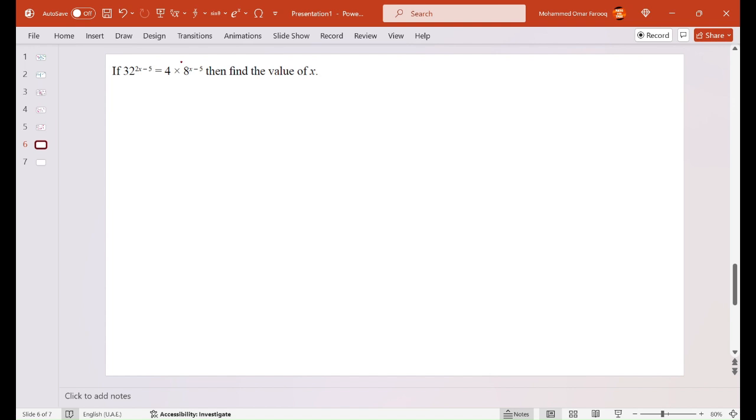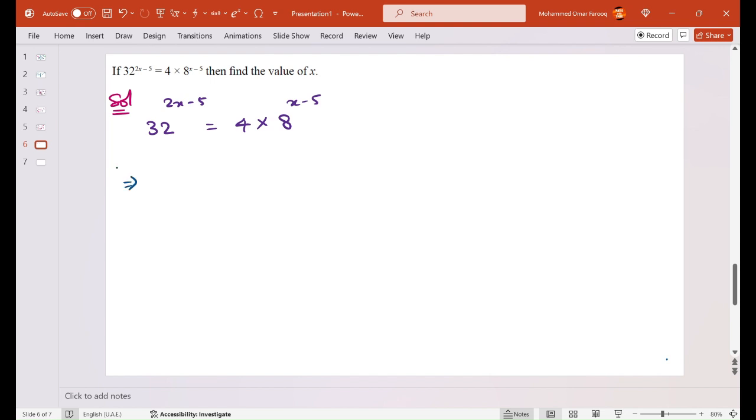So let us see the solution here. What is given? 32 to the power of 2x minus 5 is equal to 4 multiplied by 8 to the power of x minus 5. You write clearly. Powers, you write them clearly on the top. Don't mix it with bases. So now 32. Here we already know 32, we can write it as 2 to the power of 5.